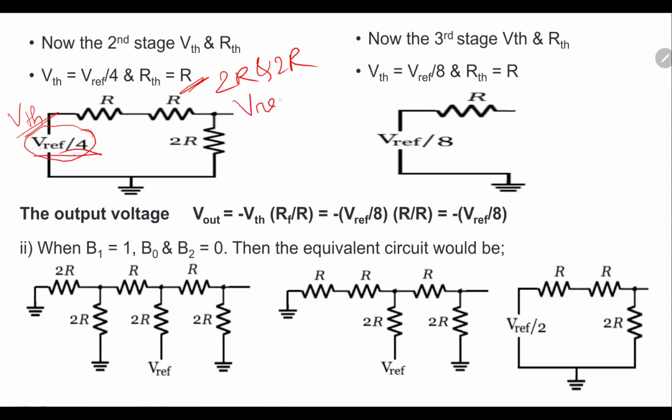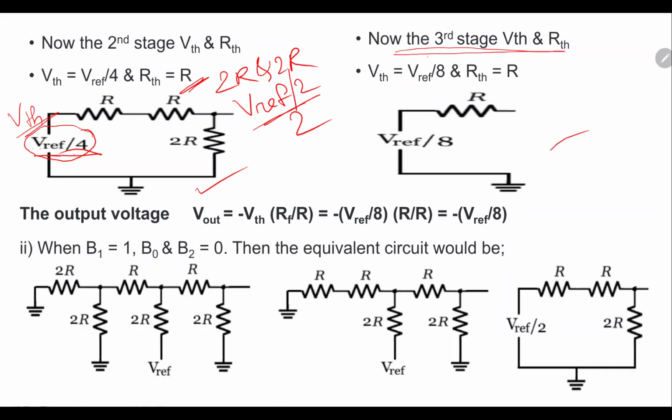In the earlier stage the value was V reference by 2, because V reference by 2 is divided among two resistances. That's why it is divided by 2, so its value is V reference by 4. Okay, up to this much is done. Then the next stage you can see here. So this is the third stage we are solving.